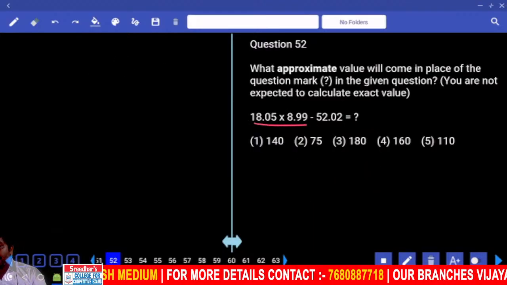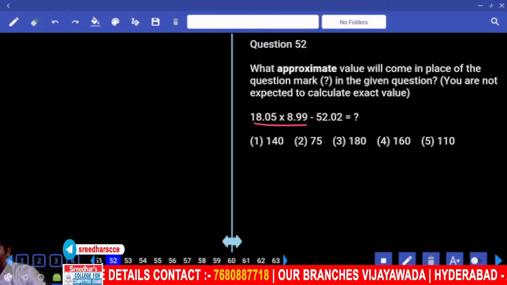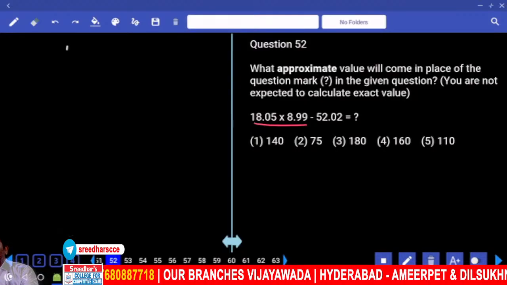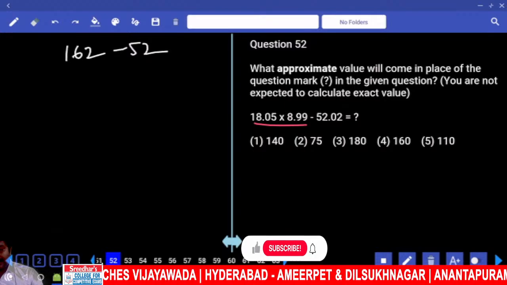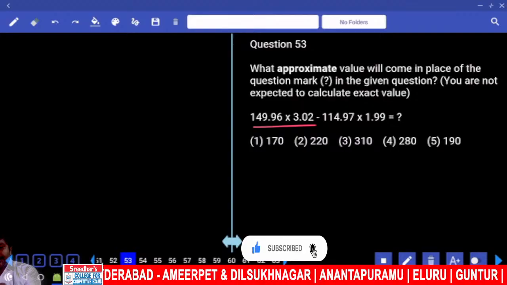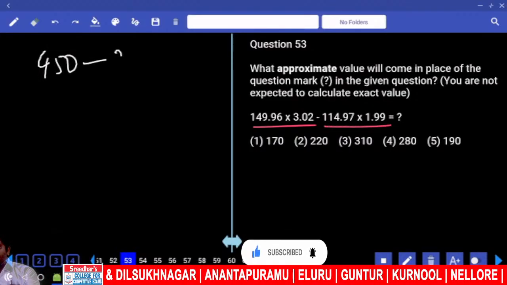18 into... Can I write 18 as 2 into 9? Into 9, 2 into 9 square, 2 into 81. 160 minus 153 times minus 115 2 times.